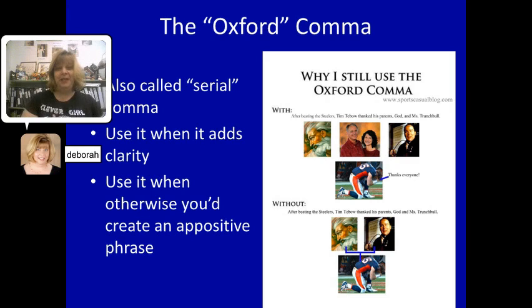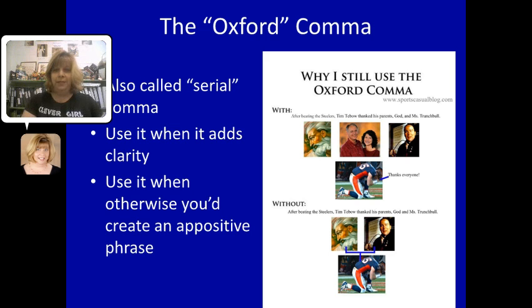Now, if you're a language nerd like me, there's a lot of debate out there about things called the Oxford comma. The Oxford comma, also referred to as the serial comma, is when you add the 3rd comma in a series before the and. You use this usually when you need to add clarity to a sentence, when otherwise you'd end up creating something like an appositive phrase that would change the meaning. So instead of having a list of 3 things, it changes it to something else.